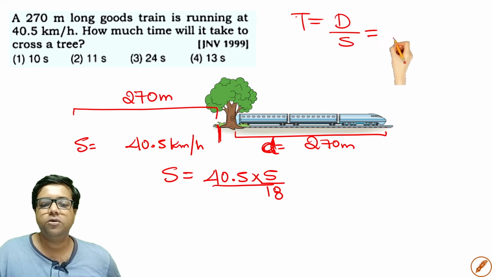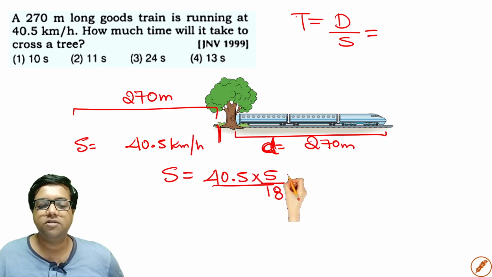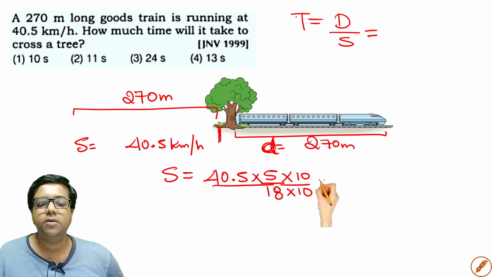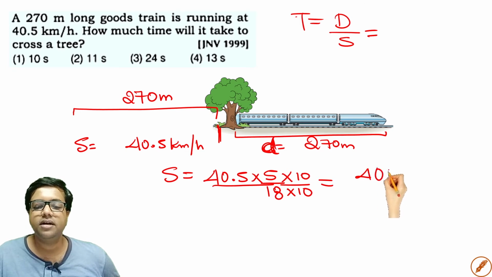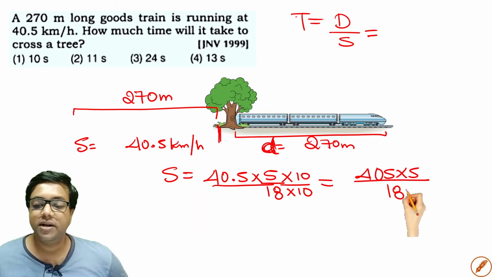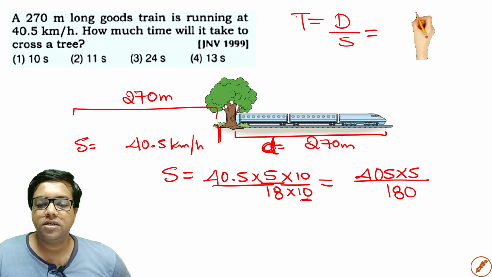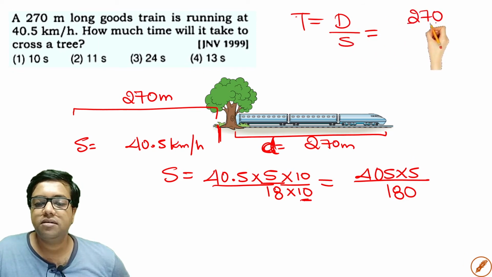Let us put the values here. Or I can take away the decimal point by multiplying by 10 in the numerator and denominator. So what is the speed I will get? 405 into 5 by 18, 180. There is one more zero here. So this is the speed I get. So what is the distance? Distance is 270 by 1.